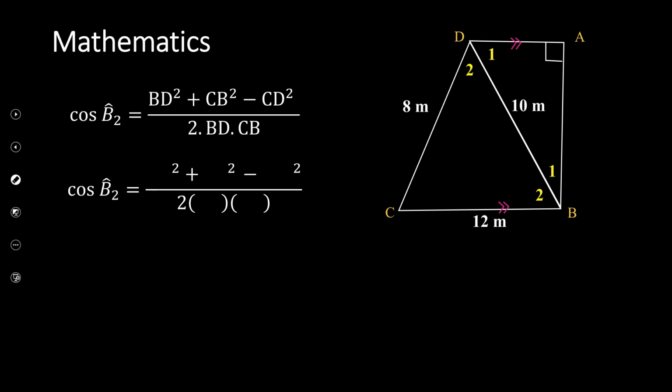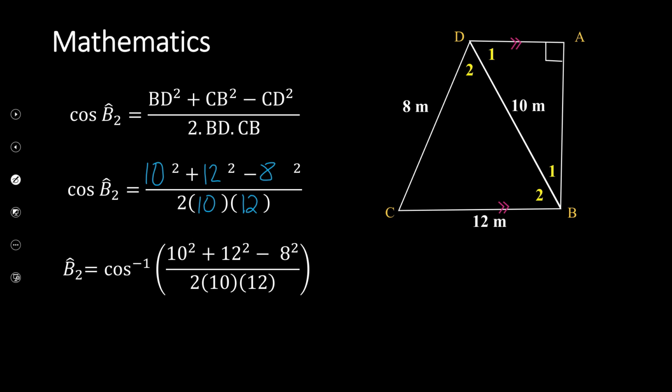Okay, we're going to substitute in now the values that we need. BD is equal to 10, CB is equal to 12, and CD is equal to 8, divided by 2 times BD times CB. Remember, because we're finding an angle, we now need to use the shift function in our calculator. We put in this whole expression. I think you're comfortable with that, so let me just give you the answer. B2 is equal to 41,41 degrees. So this angle here is 41,41 degrees.